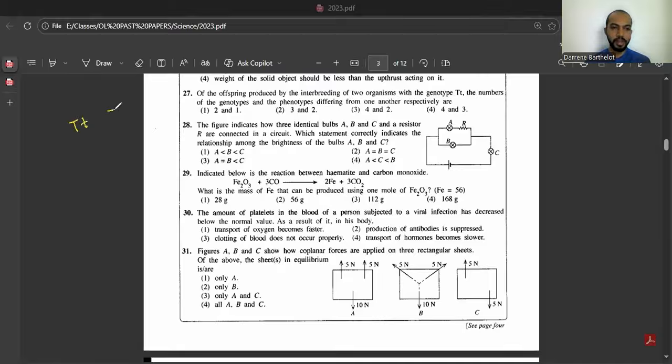Capital T simple T times capital T simple T. Right? So these two will give you capital T simple T genes. Here also capital T simple T genes. If you mix it, capital T capital T, capital T simple T, then here also capital T simple T, here it will get simple T simple T.